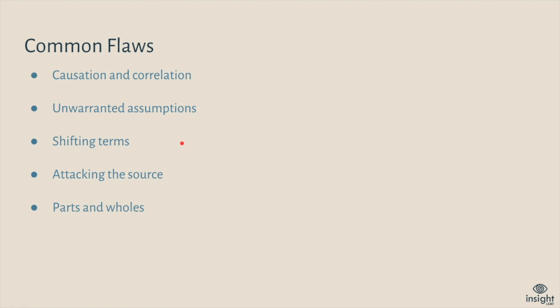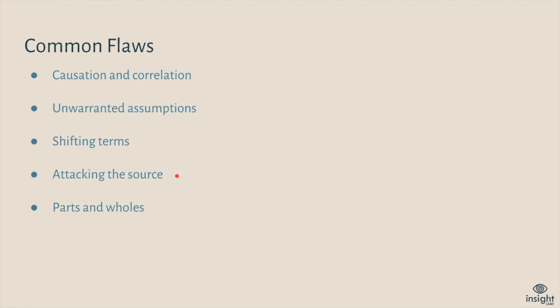Shifting terms. This is when the argument has support for one sort of thing. Let's say the support was about biologists before, and then the conclusion was about physicists, or the support was about biologists and the conclusion was about all scientists, or something like that. Often there'll be a mismatch between support and conclusion in terms of a very slightly differing term, right? The support will be about one thing, the conclusion will be about a slightly different but related thing, and you're supposed to catch that.